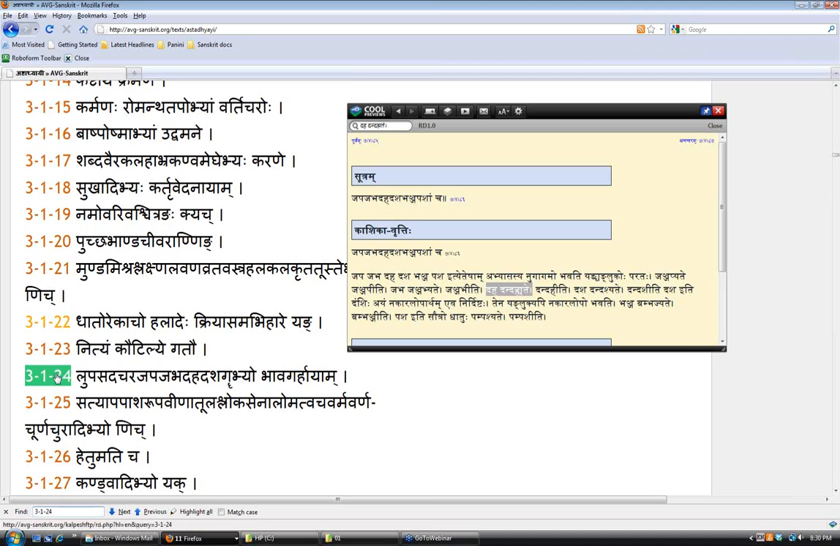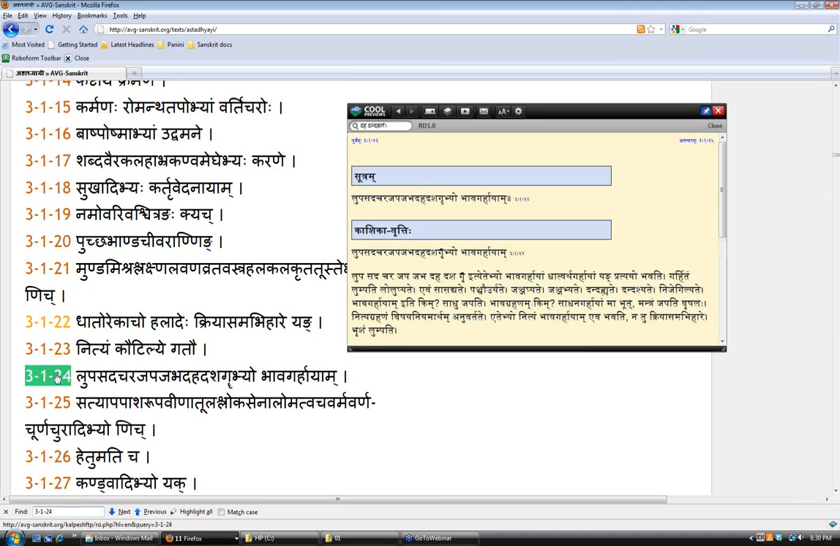Okay, this special sutram, I didn't know that. So there's a special rule here. See, I always told you: always check with dhatu vritti what he gives. Because it's always important to know, since we're not looking at all the rules, and there are two more rules down below this 3122. Below this, dhatu reka chohala kriya samubhihare yang. The next rule says nityam kautilye gatau.